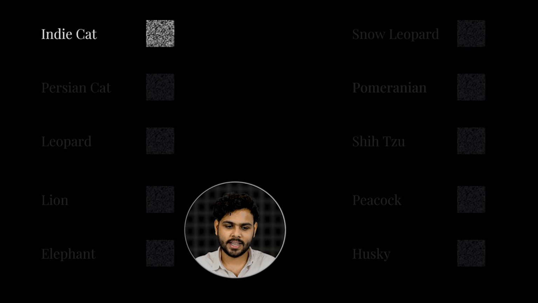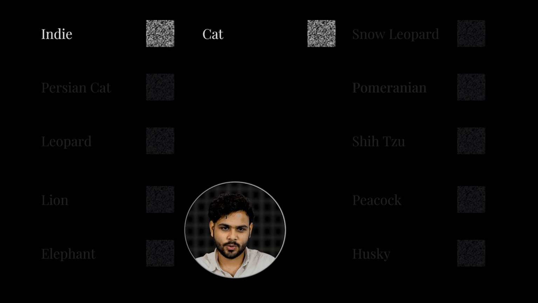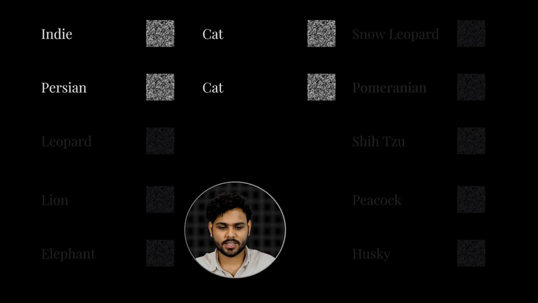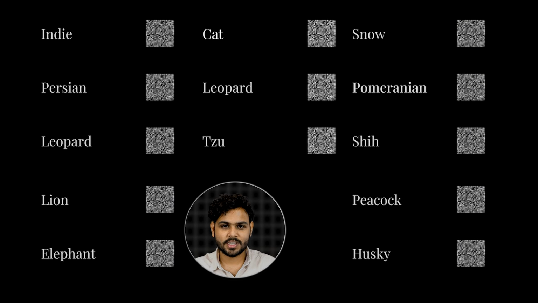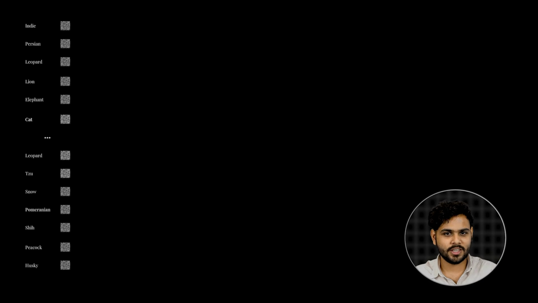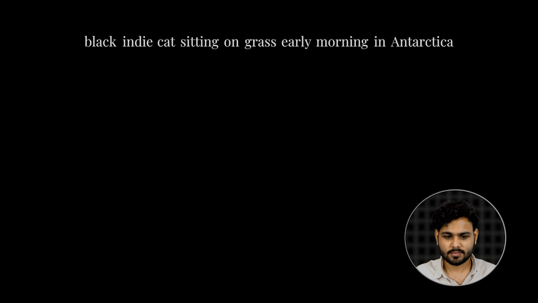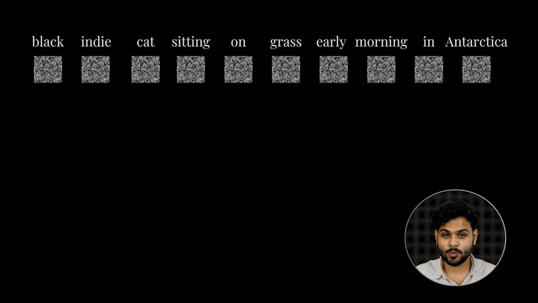Apart from taking Indie cat, I can also divide it into two separate noises, Indie cat and Persian cat. Both of them are cats, so there will be a single noise of cat. So for everything we can have a noise. For every word you should have a noise. If I can have a noise for every word, the noise is basically the summary of that object, of that person, or whatever. If I take all of them, and I'm given a sentence like this, black Indie cat sitting on grass early morning in Antarctica, every word has its own noise.